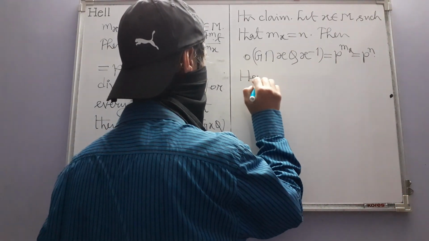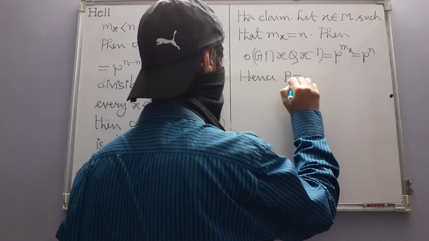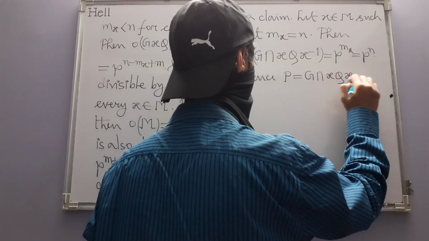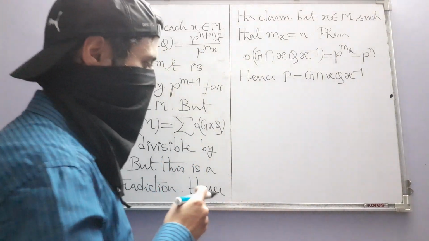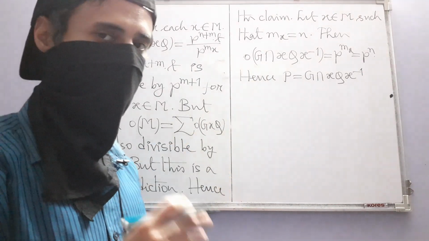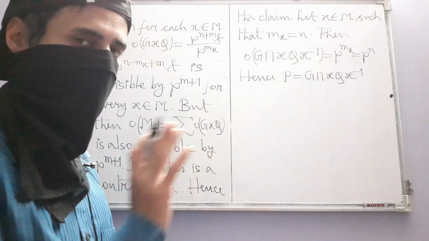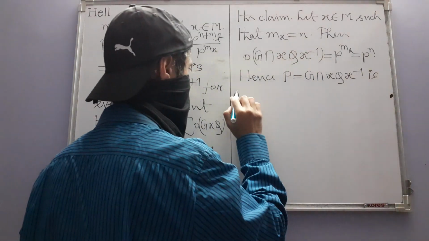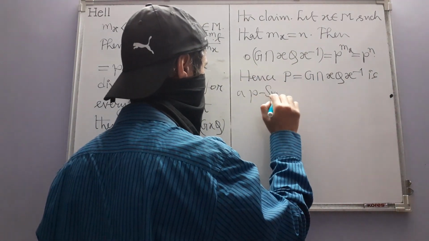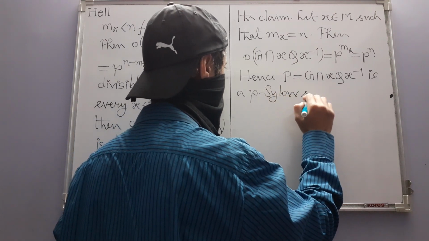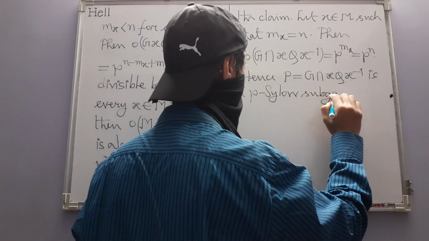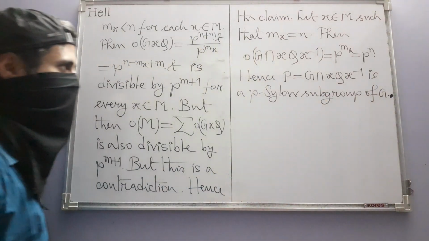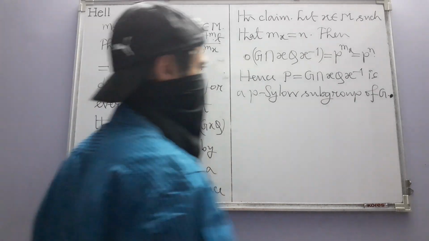Hence, p equal to... so I also misunderstood this last part of the proof. That's why I got confused, but now it's clear to me as well. Hence, this is a p-Sylow subgroup of G, and that completes the proof.